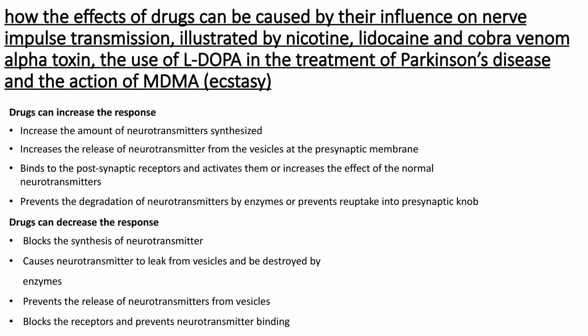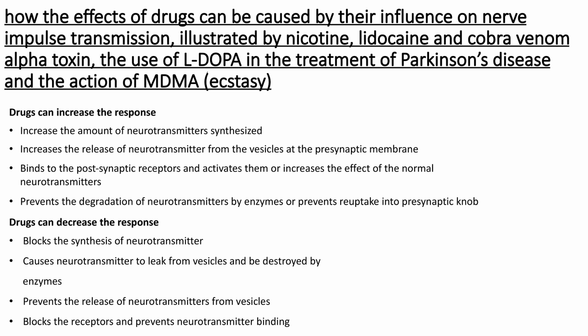Now we discuss the effects of drugs. We will look at some of the drugs such as nicotine, lidocaine, cobra venom, alpha toxin, L-dopa in the treatment of Parkinson's disease, and the action of MDMA on our nerve impulse transmission.